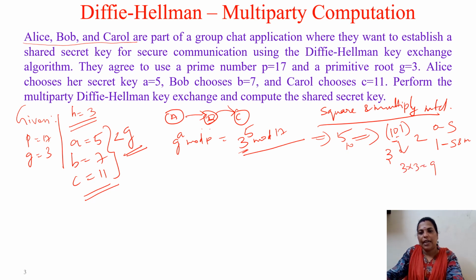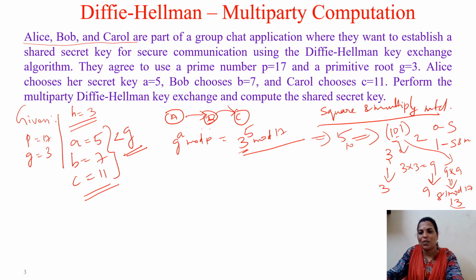It is 9. 9 mod 17 is 9 only, so no problem. Here also 3 mod 17, 3 only. Here 9 mod 17, 9 only, so no problem in that. Then next value is 1. So for 1, you have to perform square and then multiply. So the square is 9 into 9, that is 81 mod 17. So what is 81 mod 17? It is 13. That is a small value only, you can easily calculate.